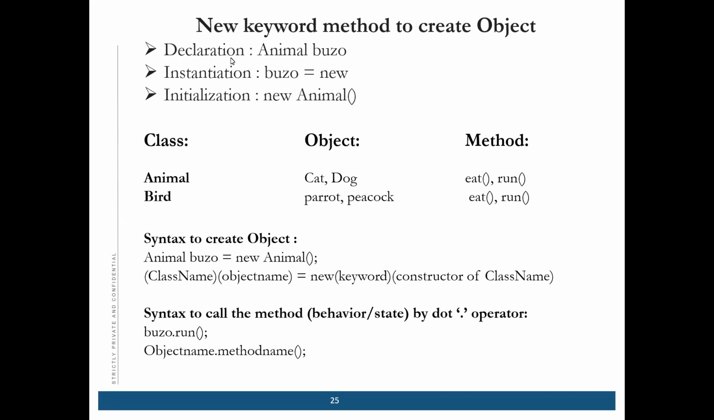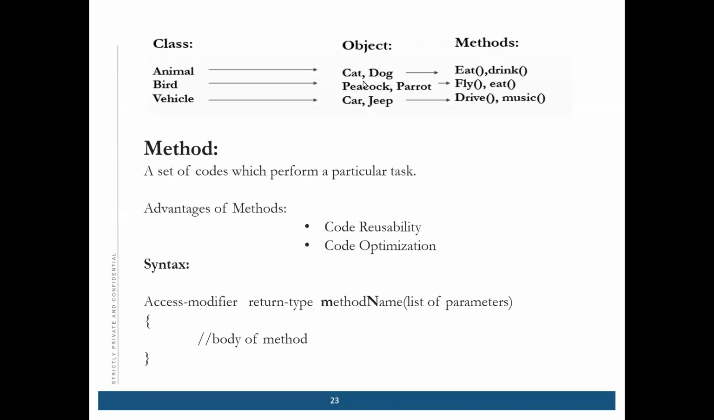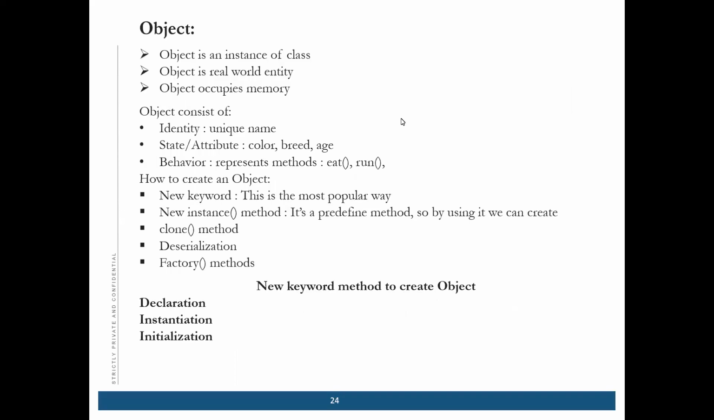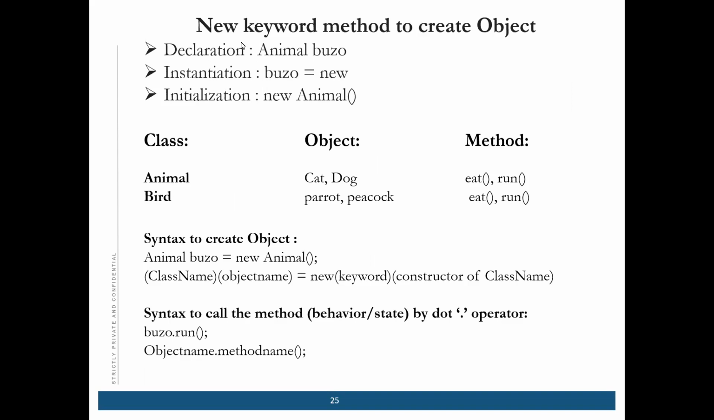What is declaration? Declaration means, suppose again I'm giving you an example from the real world, that there is an animal. In the last class we have learned, right? Animal is a class and objects are cat, dog, or whatever. Okay, so suppose we are declaring one animal name as Buzu. Okay, so we are declaring an animal name. Okay, here in the first line.